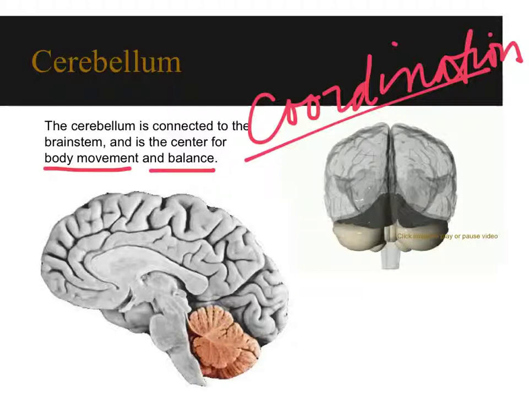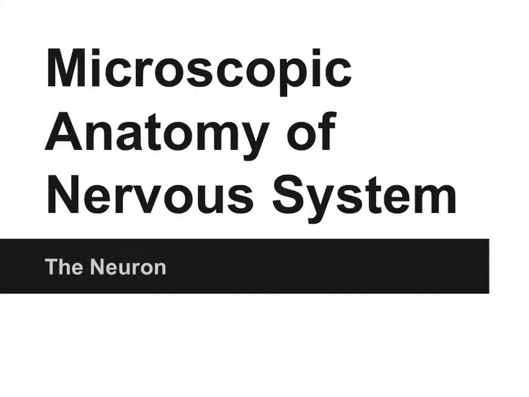Now we're going to start talking about the microscopic portion of the brain. So here it is, the microscopic anatomy of the nervous system, which centers on a single kind of cell. Though it is made up of several different kinds of cells, we're going to be focusing on this one cell called the neuron. You may have heard of it. It's the main cell in all of our nervous system.